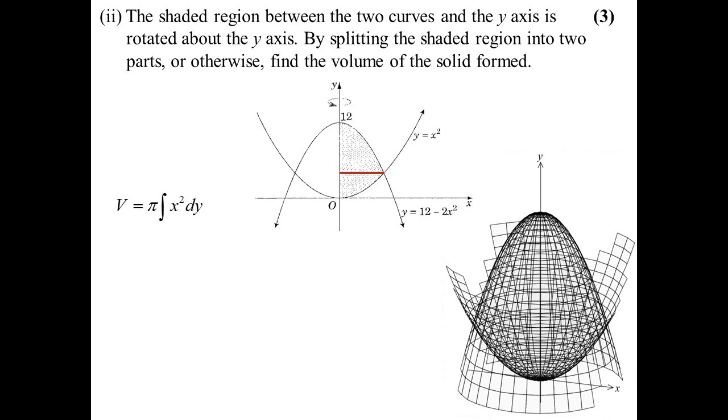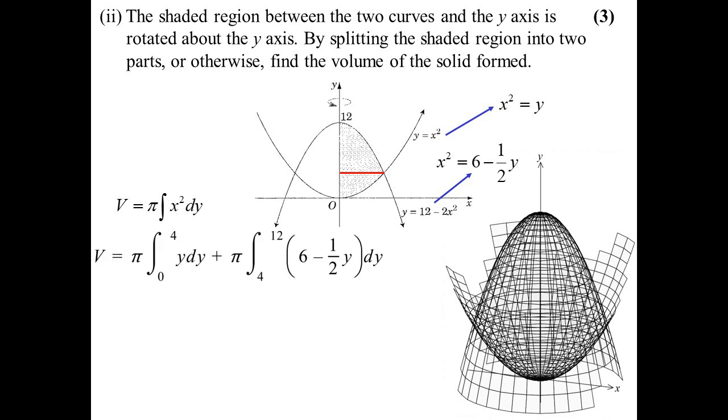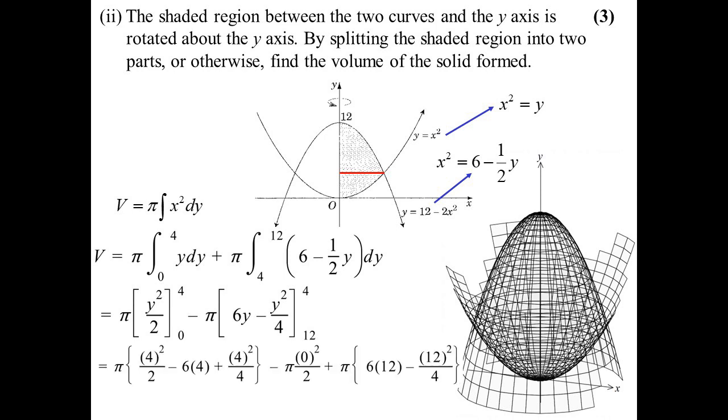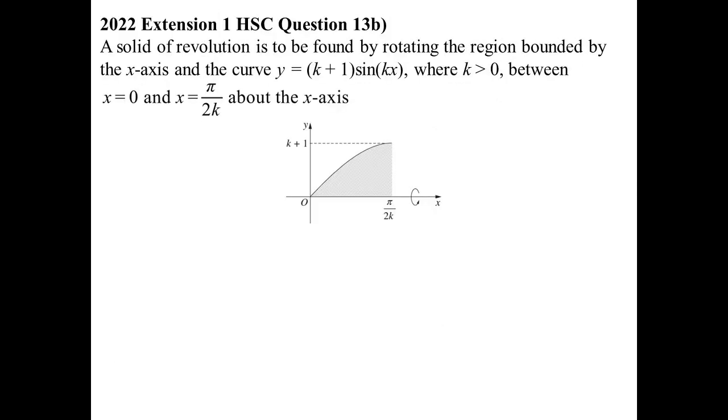Now, I want to know what x squared is equal to, because we're going to go x squared to y. First one, nice and easy, y equals x squared, we got it already. The second one, I'd rewrite it and I get 6 minus half y. So it's going to be these two added together. Add 1 to the power over the power, sub in the numbers, and eventually we get our answer, 24 pi units cubed. So they've now put it into the Extension 1 course, so you've got to expect they're going to up the level a little bit from a 2-unit question.